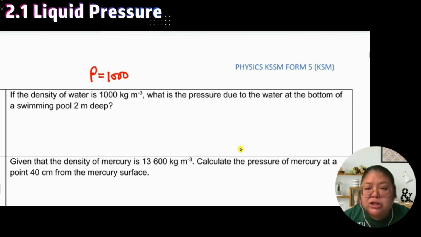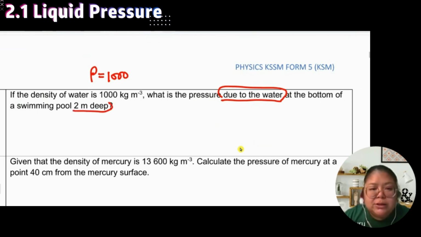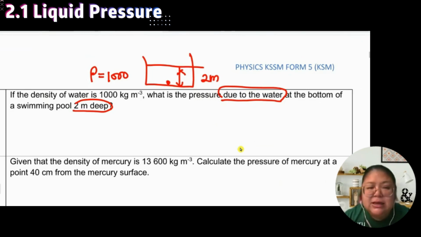What is the pressure due to water, only due to water, at the bottom of the swimming pool, 2 meter depth? So, swimming pool, 2 meter depth. We're just using the formula for the density, height, and also the gravitational, 9.81. So what is the total pressure acting by the water only to the bottom of the swimming pool? Anna can give me the answer for the first question.